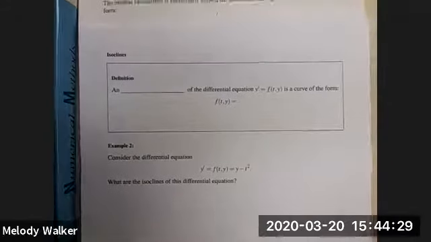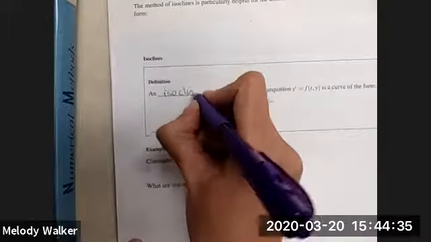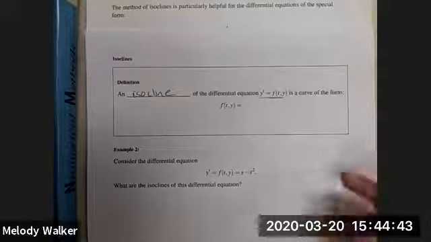Okay, so now we're going to talk about isoclines. An isocline of a differential equation of the form y prime equals f of t, y. We're talking about first order equations here. It does not have to be linear.